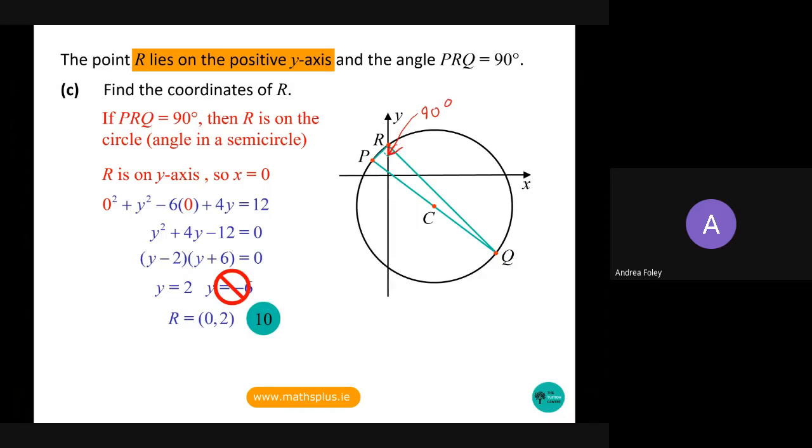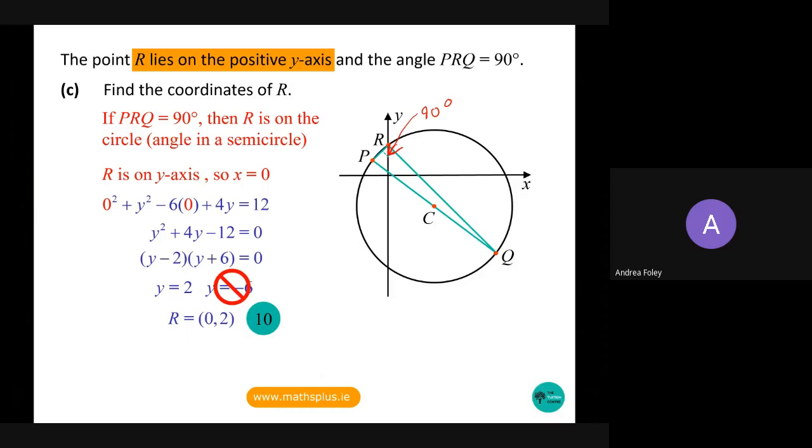Okay, so anything to do with that angles in a semicircle theorem, anything like that, and it can be as simple as that point marked in with the 90 degrees. Okay, that would get you work of merit. For mid partial credit, we're looking for the substitution in of the 0 and an equation in y. So if you had the line 0 squared plus y squared minus 6 times 0 plus 4y equals 12, that would be mid partial credit here.